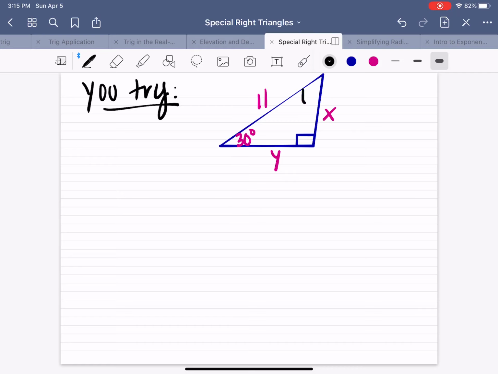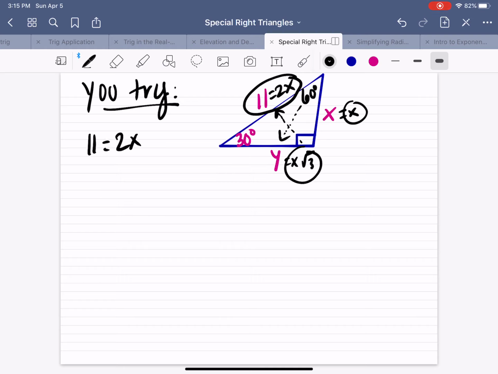So we have a 30, 60, 90. Let's label our sides. The side across the 30-degree angle is x. The side across the 60-degree angle is x root 3. And the side across the 90-degree angle is 2x. In this problem, this part is going to help us solve for the value of x. So 11 equals 2x. To get x by itself, you divide both sides by 2, and x equals 11 over 2.